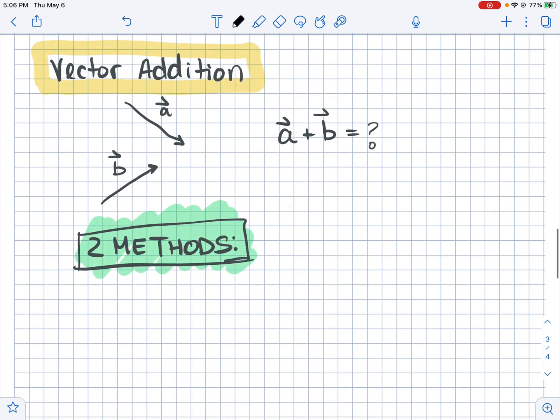Okay, so let's get into the specifics. Vector addition. So let's say you have vector A and vector B. There's actually two methods for adding vectors. So if you want to add vector A and vector B, here's one method. Okay, first method is drawing them head to tail, or the triangle method.